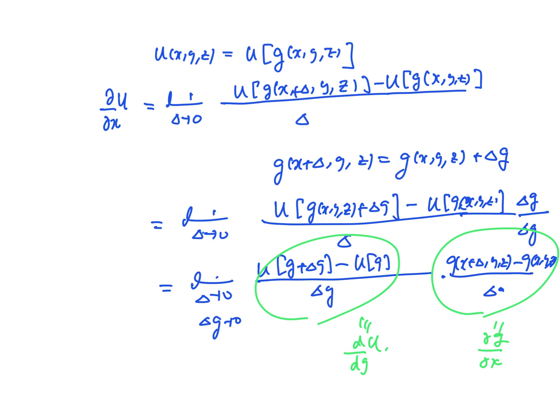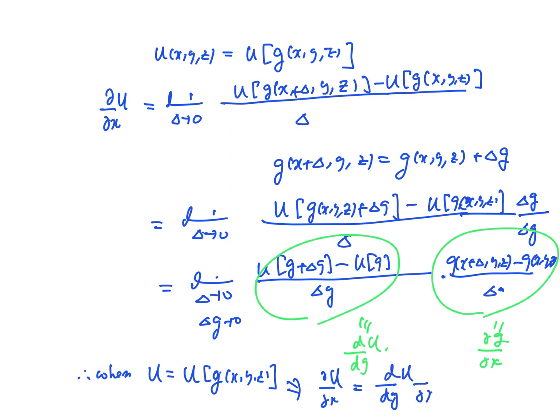So when g is given and u is given by u of g(x,y,z), then partial x partial u is same as dg du partial x partial g. And same goes for partial y and partial z.